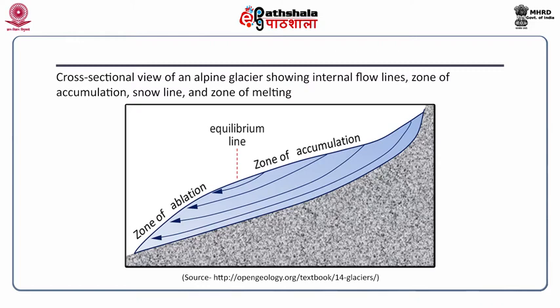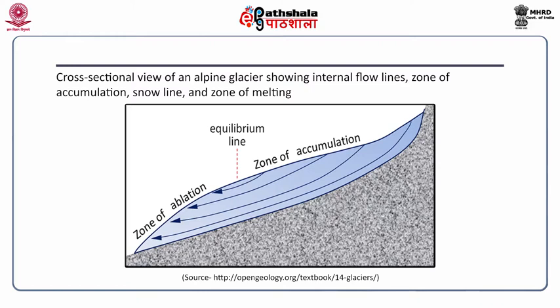and there is also a line of equilibrium. Line of equilibrium means the rate of accumulation is equal to the rate of ablation. So we must understand here how the advancement of a glacier takes place and how the retreat of a glacier takes place. Advancement takes place when accumulation is more than ablation, and retreat takes place when ablation is more than accumulation, and the line of equilibrium is when the rate of accumulation is equal to the rate of ablation.